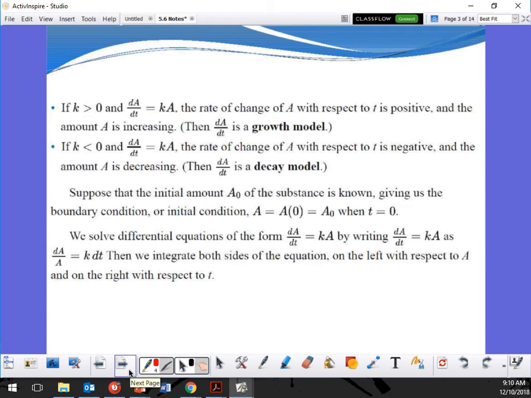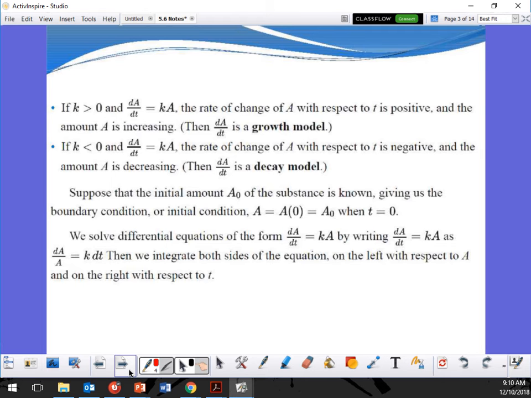If k is greater than 0, then the rate of change of A with respect to t is positive, so therefore it's going to be a growth. If k is less than 0, it is going to be a decay. It's decreasing. Suppose that the initial amount A sub naught of the substance is known, giving us the boundary condition or initial condition. So A equals A of 0, or A sub naught, when t equals 0.